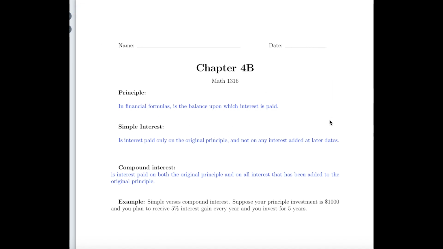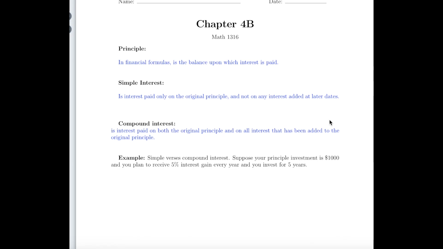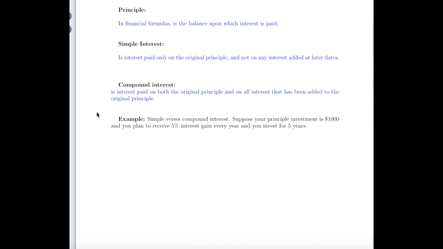As we'll see in these next examples, the compound interest is going to grow a lot faster than the simple interest. And we'll look at that here in this first example, simple versus compound interest. So we will suppose your principal investment is $1,000. You plan to receive 5% interest gain every year, and you're investing for five years. First we are going to calculate the simple interest.